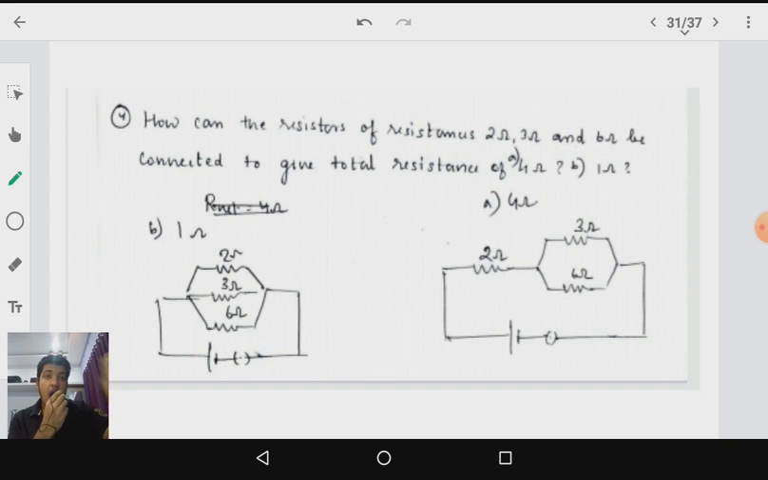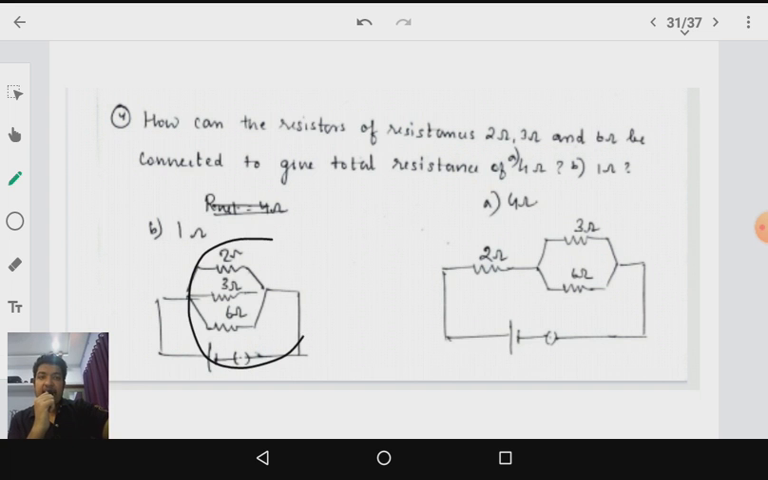Next is, how can the resistors of resistances 2 ohm, 3 ohm and 6 ohm be connected to give the total resistance of 4 ohm and another of 1 ohm? So this can be proceeded by hit and trial method. First, 2 ohm is there, 3 ohm is there, 6 ohm is there. So if all these three are connected in series, the net resistance will be 2 plus 3, 5 plus 6, 11 ohm. So that cannot be possible. Now let us try connecting each of these in parallel.